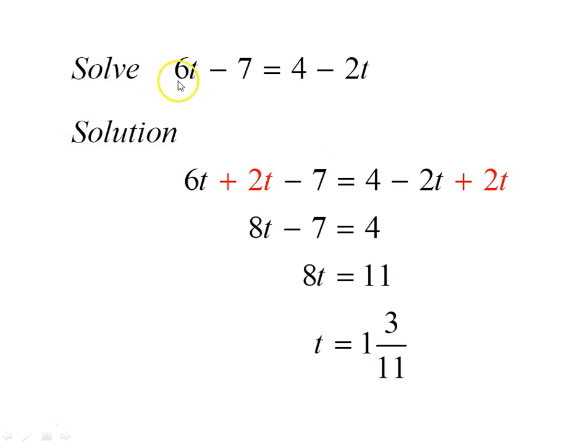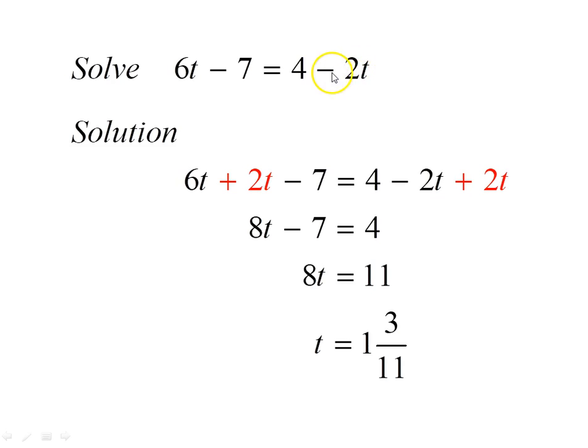Next question, let's solve 6t minus 7 is equal to 4 minus 2t. And again, let's just get rid of this 2t from the right hand side. No particular reason. We could subtract 6t from both sides. I choose not to do that because it will end up with a lot of negative terms. So it will be easier to get rid of the negative 2t from the right hand side.